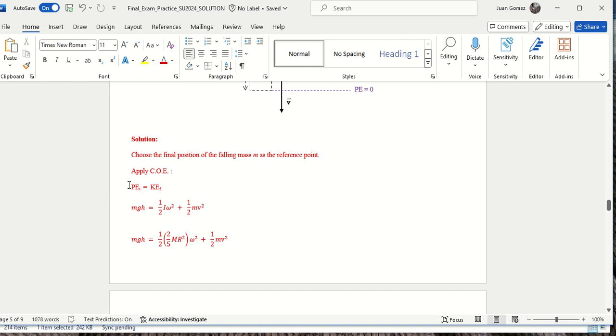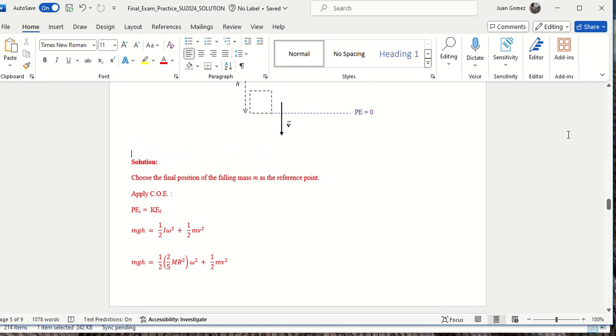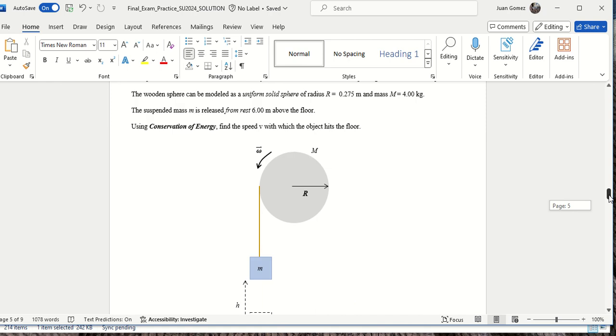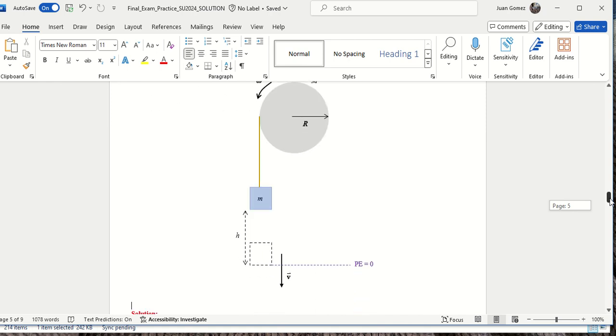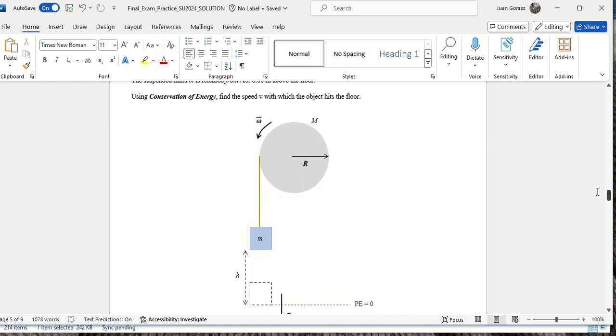Let's apply conservation of energy. That means the initial potential energy of the system is equal to the final kinetic energy of the system, where again the system consists of the falling mass and the rotating uniform solid sphere. Because the mass is released from rest, neither the sphere nor the mass has any initial kinetic energy, be it rotational or linear. They're not moving. So the initial KE is 0.